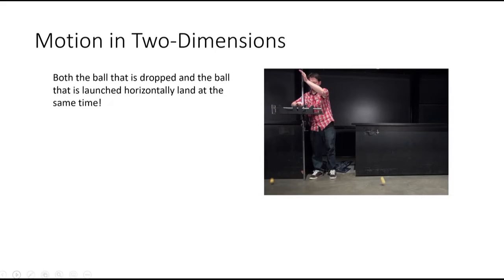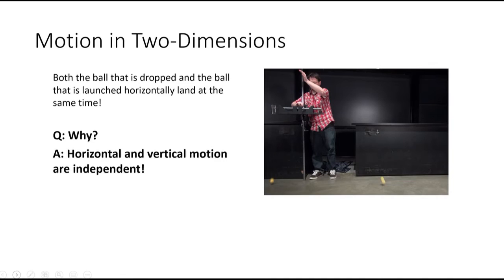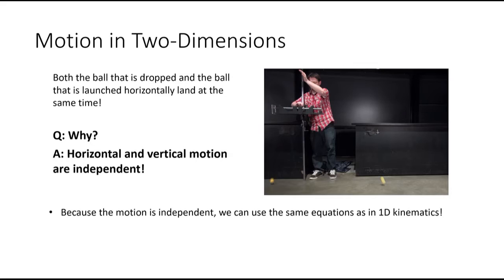Well, really, when we think about this, it has to be true that motion in the horizontal and vertical directions must be independent. That's the only way that we could have the two balls landing at the same time. So in other words, they're falling the same distance in the y direction in the same amount of time, even though one of the balls also has horizontal motion, while the other only has this vertical motion. So the fact that this second ball has horizontal motion must not affect the motion of the ball in the y direction. In other words, the horizontal and vertical motion are independent.